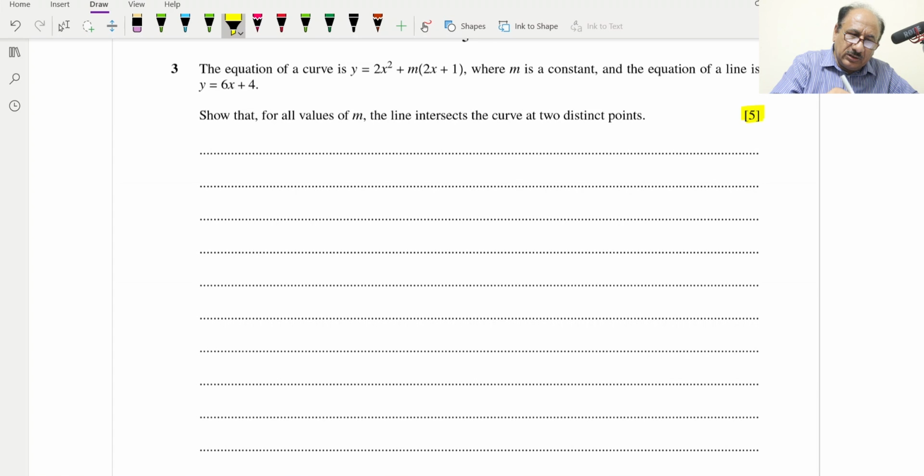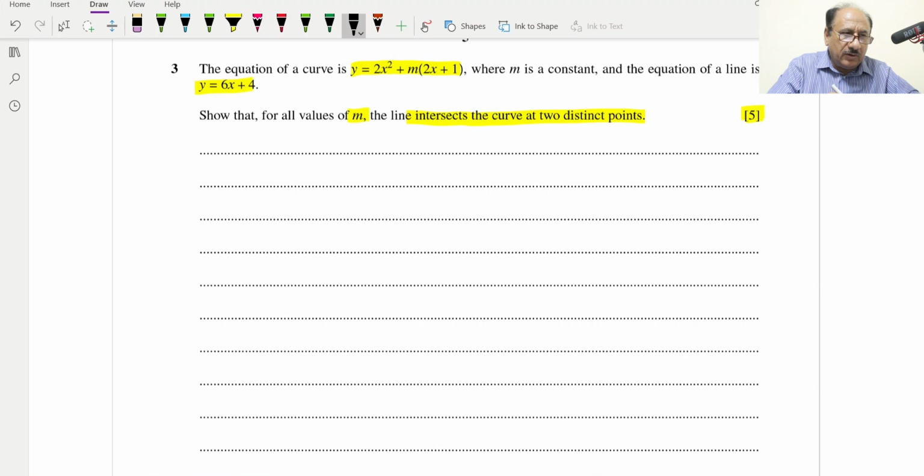The equation of the curve is y is equal to this one, where m is a constant, and the equation of a line is provided as this one. Show for all values of m, the line intersects the curve at two distinct points. This is what we have to show.